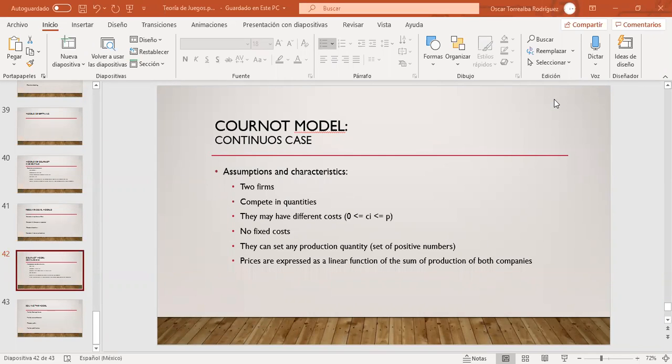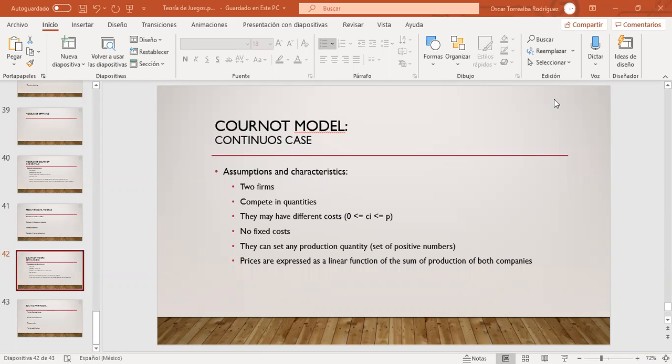Hi everybody, today we're going to talk about the Cournot model. This is an oligopoly model, and we're going to talk about a specific case, which is the continuous case. Okay, the examples and information provided in this video is based on the book Teoría de juegos, aplicación, economía by Jorge Fernández Ruíz.